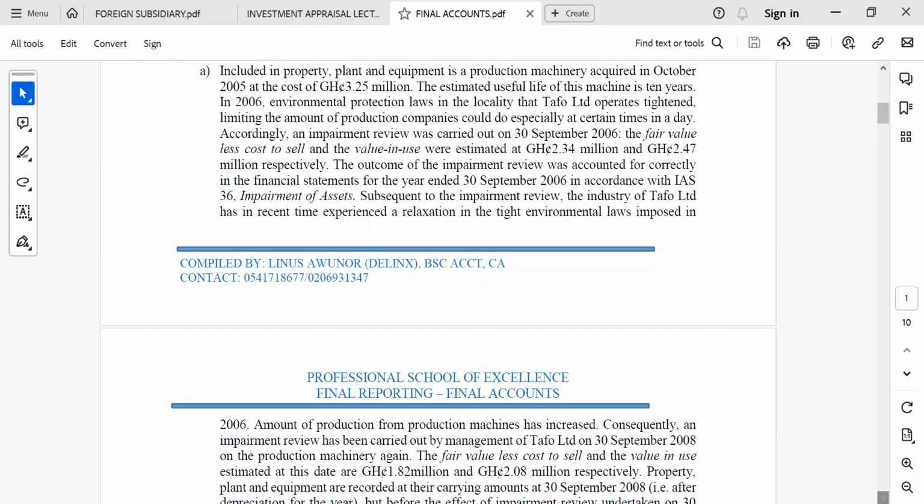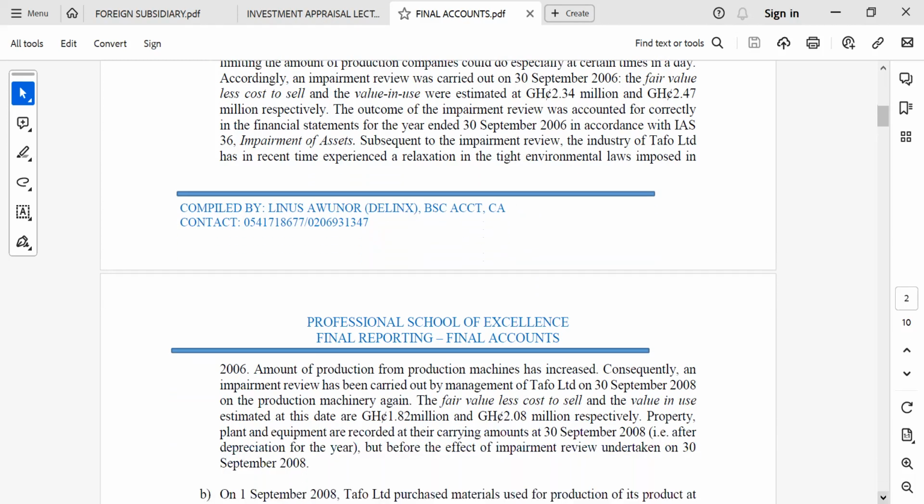Property, plant, and equipment are recorded at the carrying amount at 30th September 2008. That is after depreciation for the year, but before the effect of impairment review undertaken on 30th September 2008. So, B.